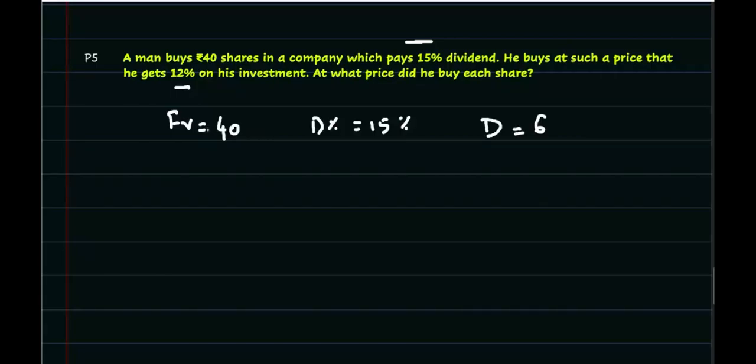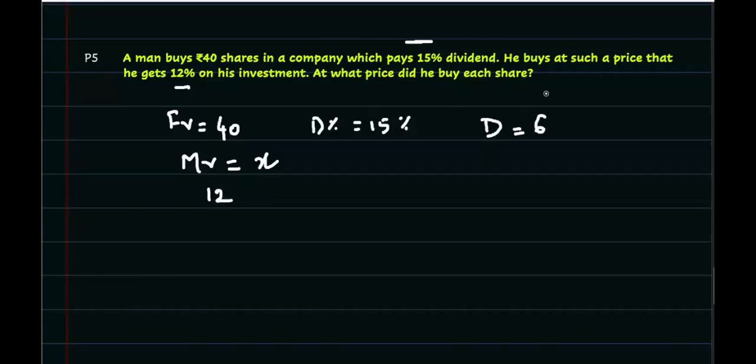At what price did he buy each share? Got it? So now, simple, face value is 40, annual income per share is 15%, that is rupees 6. Whenever the market value is missing, take it as X. Let the market value be X. So 12% of X.